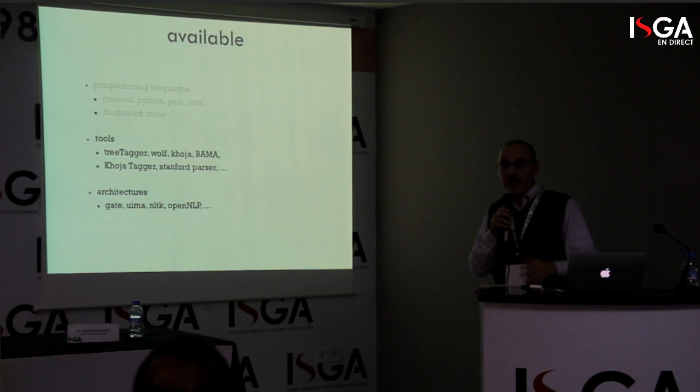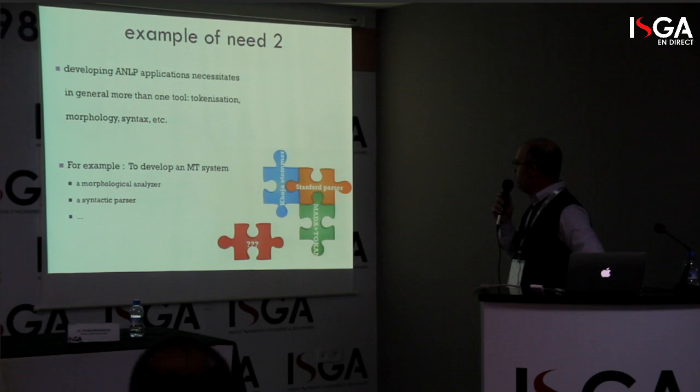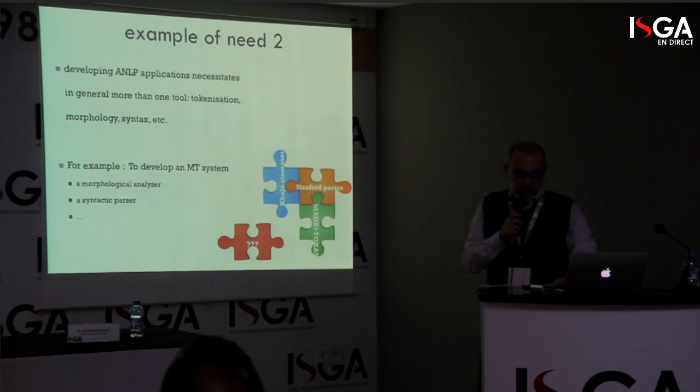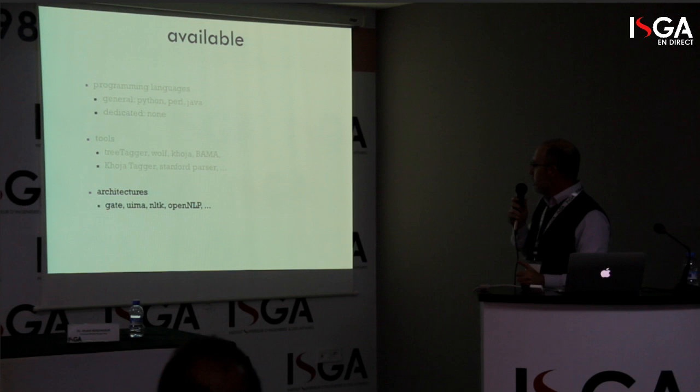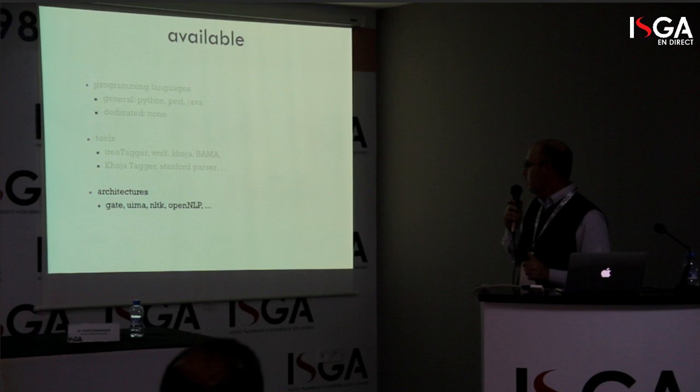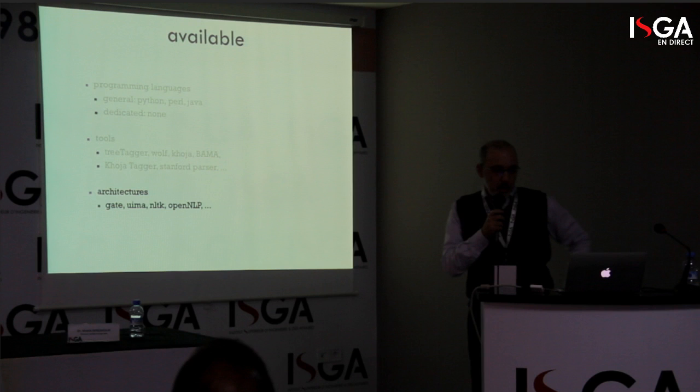We can take another example, such as when you want to develop a machine translation system. Depending, of course, on the approach you are using, you may need a morphological analyzer, you may need also a syntactic parser, and so on and so forth. Of course, this problem has been solved for other languages, such as English, French, etc. And you might already be aware of these architectures, such as GATE, UIMA, NLTK. Some of the presentations talked about or used these frameworks.